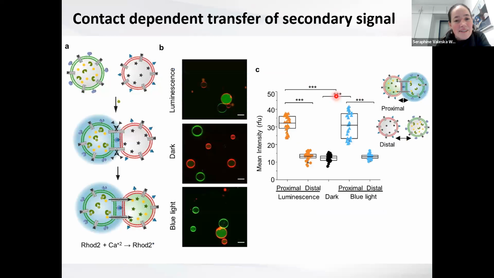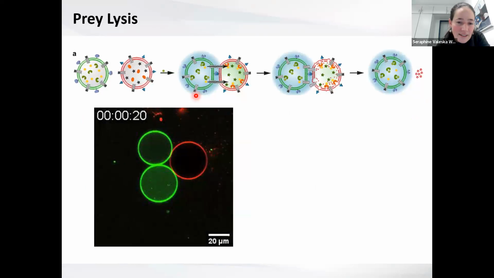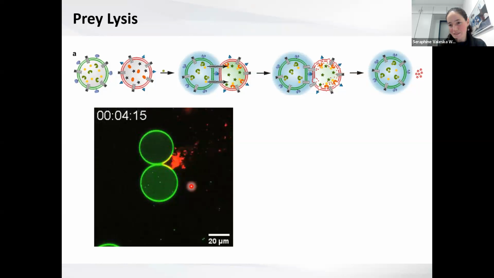Here is the experiment without the lipase. We can see that we have a contact-dependent transfer of calcium ions from the sender, shown in green, to the receivers, shown in red. And you can appreciate the transfer of the calcium ions when the sender and receivers are in contact, but not to receivers that are far away. And here's then how it looks under the microscope. You have here the predator in green and the prey in red. They are in contact, and upon transfer of the calcium ion, you can see that the prey lyses.